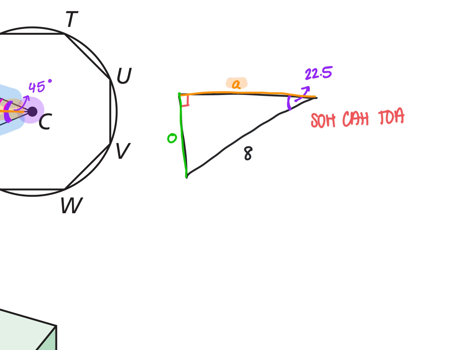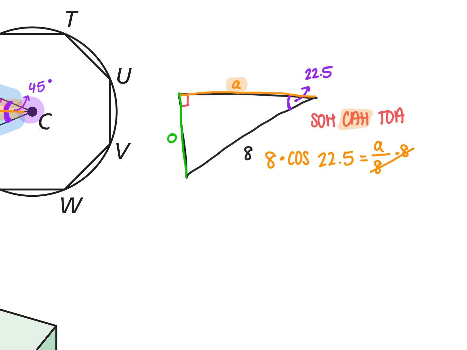My apothem's right here. I have my hypotenuse. I'm solving for my apothem, so I'm going to use cosine. Cosine of 22.5 equals adjacent over hypotenuse, which is 8. I'm then going to multiply both sides by 8.